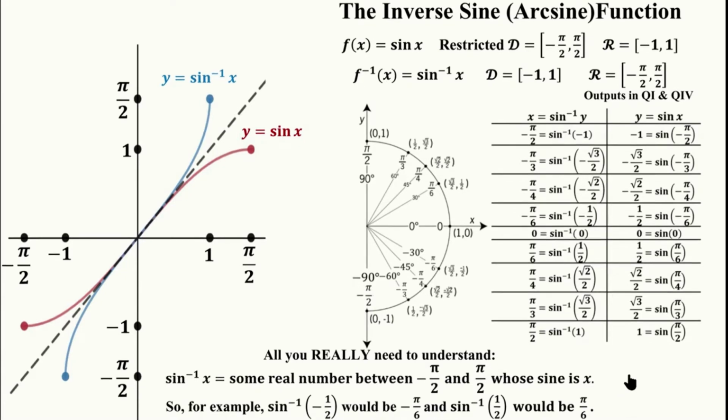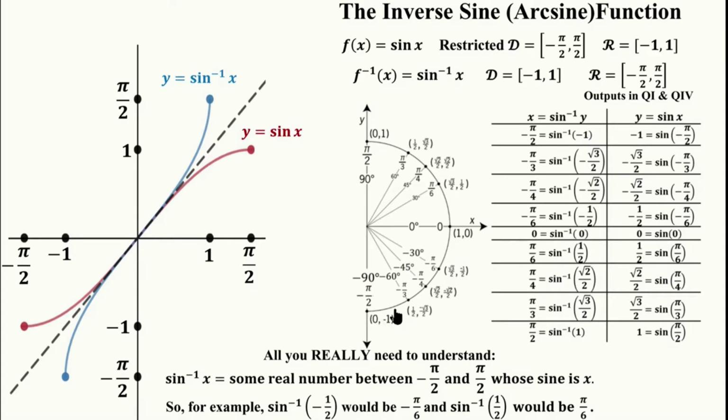So notice that for example, the inverse sine of negative 1/2, right? So what are we looking for? We're looking for some angle here. Well, when we deal with radian measure, they're just real numbers.